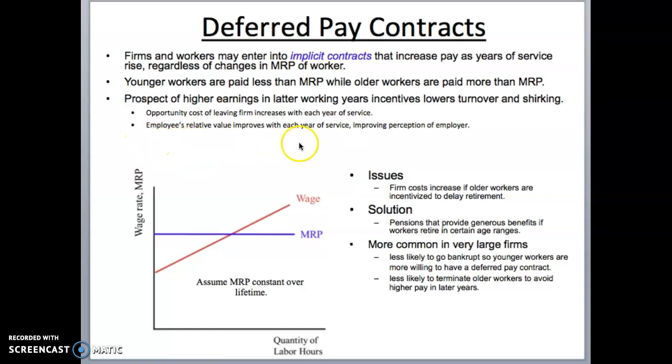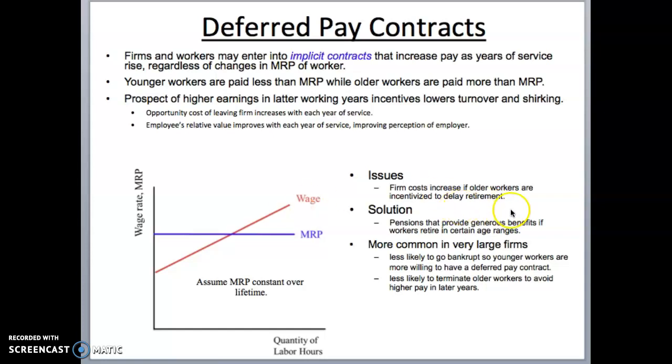Employees' relative value also improves with years of employment. You're rewarding employees with a higher wage the longer they stick around. So they start to feel better every year about their employer. That improved morale presumably helps with the overall efficiency and productivity of the worker.